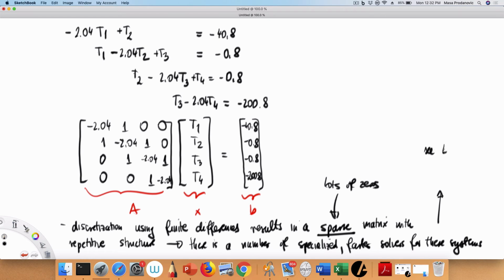See posted practice exam. Huh? What does it say after specialized? Faster.